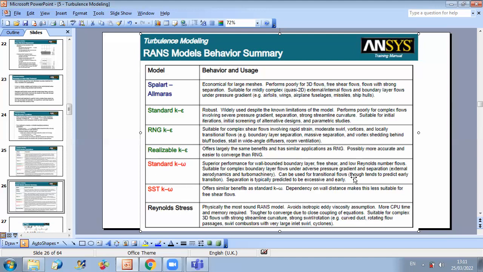Concerning the standard K epsilon, it was shown to be highly robust. It's widely used despite the known limitations of this model. It performs poorly, as we said, for complex flows involving severe pressure gradient, separation, or strong streamline curvature, while for many engineering applications, like for example ventilation applications, where you don't have round jets, it's good to use it. It's suitable for initial iterations, initial screening of alternative designs, and parametric studies.